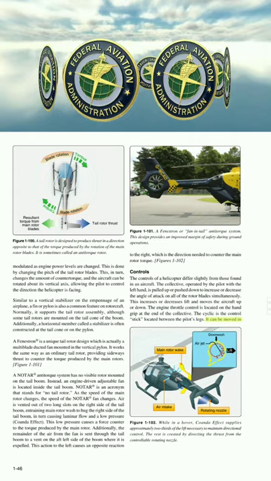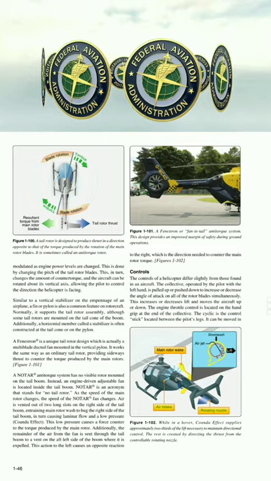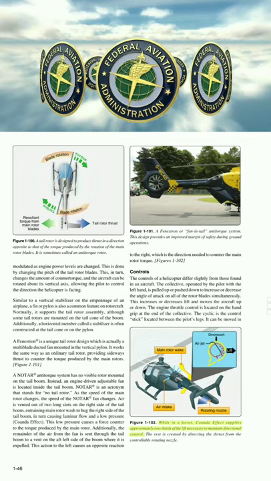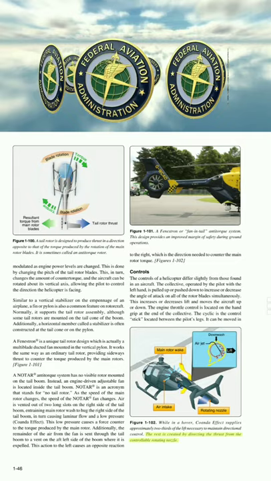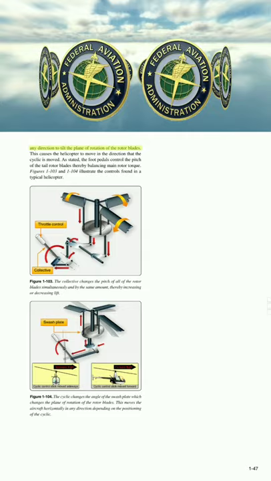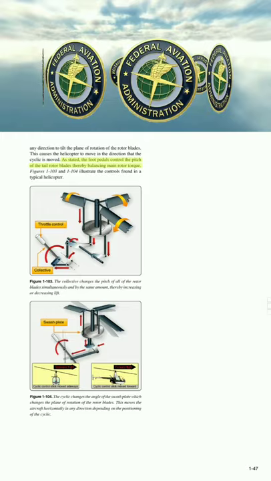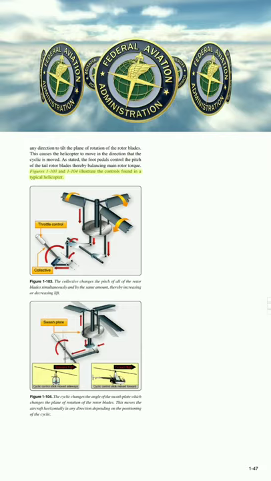Downwash. Air jet. Main rotor wake. Lift. Air intake rotating nozzle. Figure 1102. While in the hover, the Coanda effect supplies approximately two-thirds of the lift necessary to maintain directional control. The rest is created by directing the thrust from the controllable rotating nozzle. Any direction to tilt the plane of rotation of the rotor blades. This causes the helicopter to move in the direction that the cyclic is moved. As stated, the foot pedals control the pitch of the tail rotor blades, thereby balancing main rotor torque. Figures 1103 and 1104 illustrate the controls found in a typical helicopter.